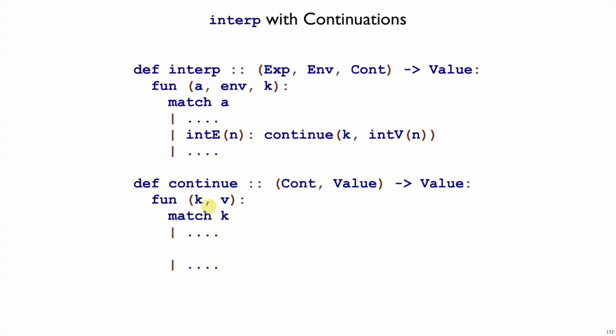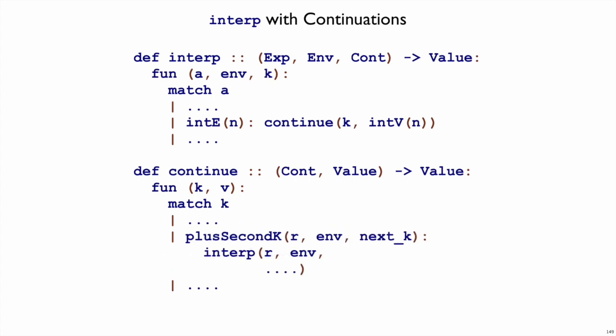How do we continue? Well, our continuation is a new data type that has different variants. For example, it has a done k variant. The done k variant means there's no more work to do, so in that case we really can just return a value. But the more interesting case is with a continuation like plus second k.